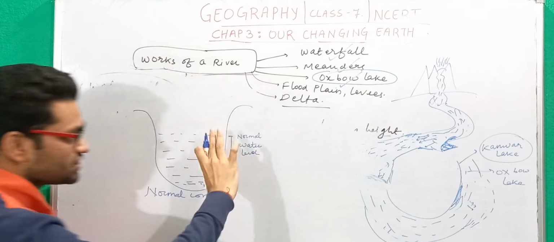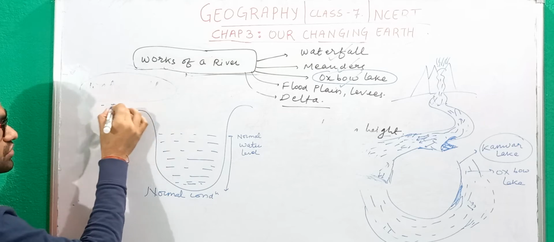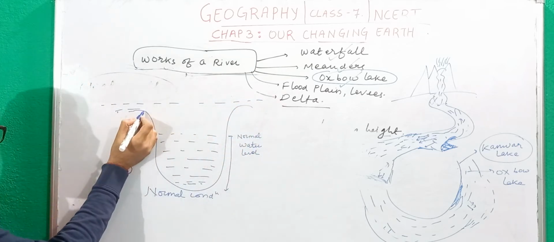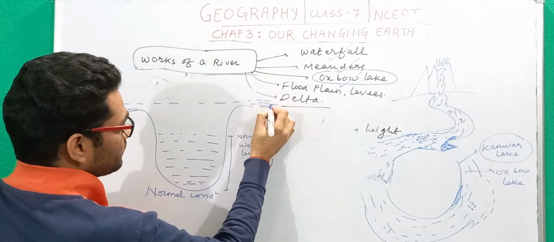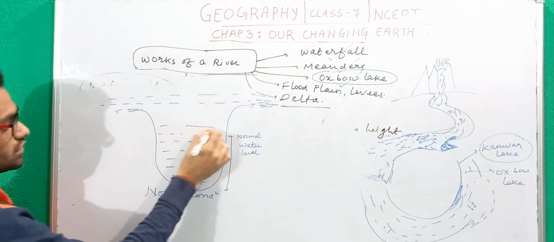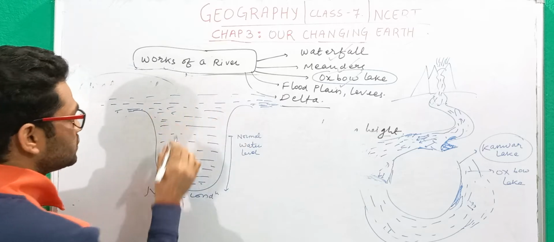When the amount of water exceeds the normal water level, it will start flowing over its banks. This was the bank of the river. Okay, now it will start flowing above it. And this phenomenon is repeated in subsequent years.